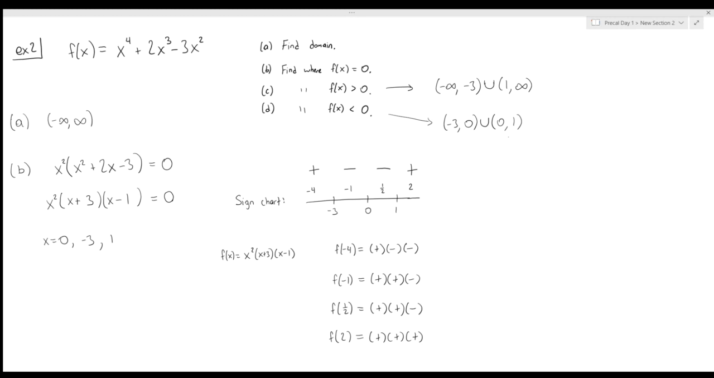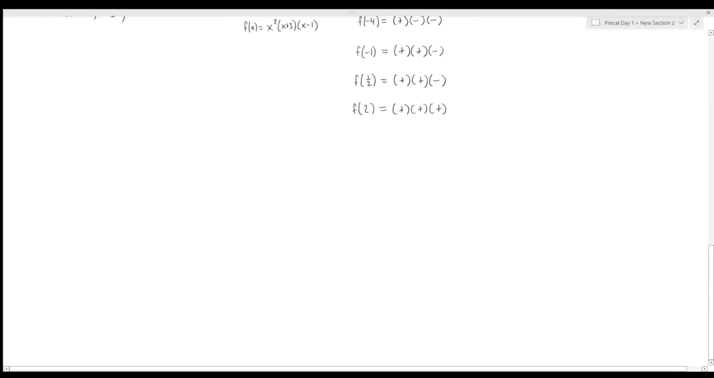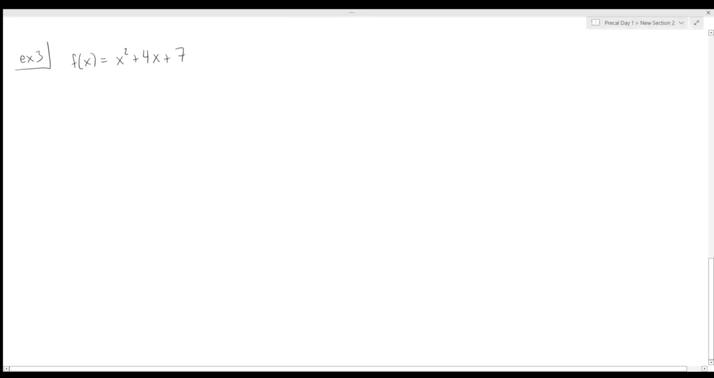Okay. Let's do another example. So the example 3.